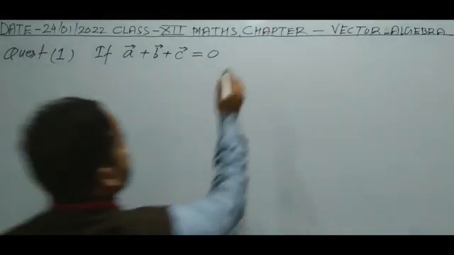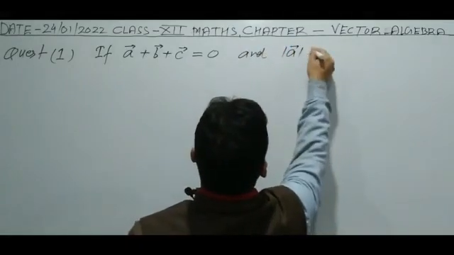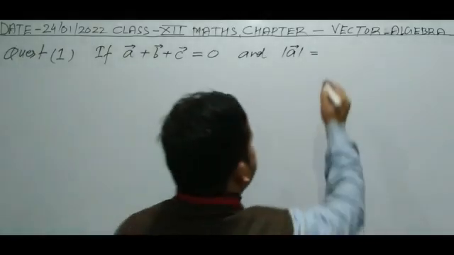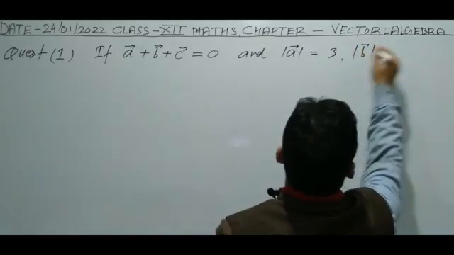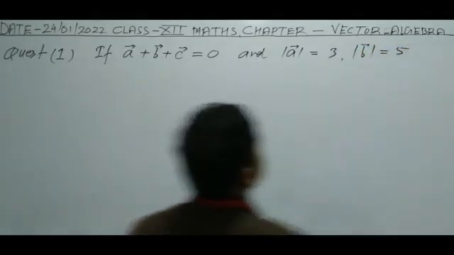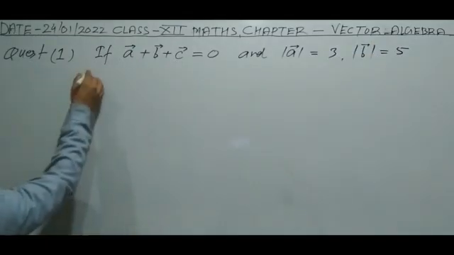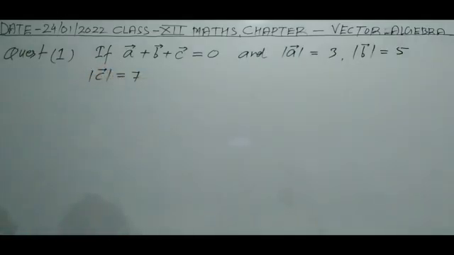and mod of vector A is equal to 3, this is given, mod of vector B is equal to 5, and mod of vector C is 7. So mod of vector C is 7.